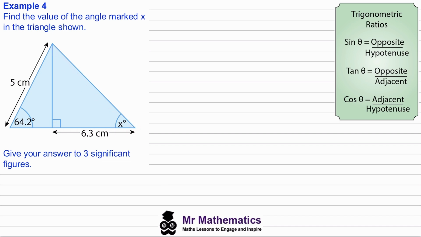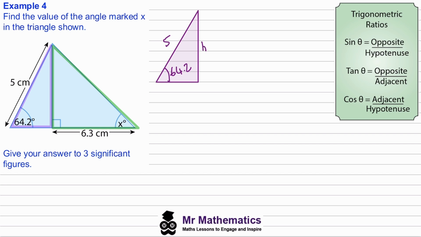So what we need to do, we need to work out the height of this purple triangle, because this is a right angle triangle. And then when we have the height, we can work out the angle of our green triangle. So we'll begin with the 64.2 degrees.